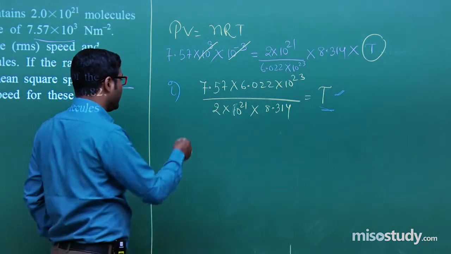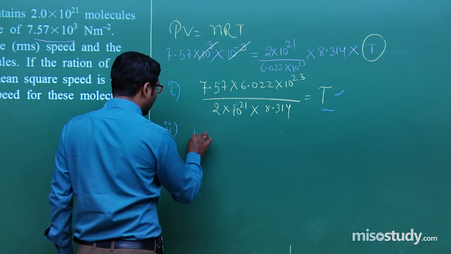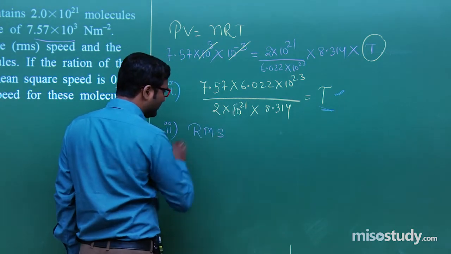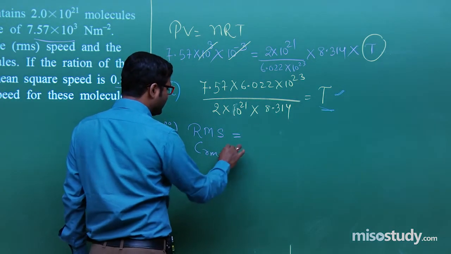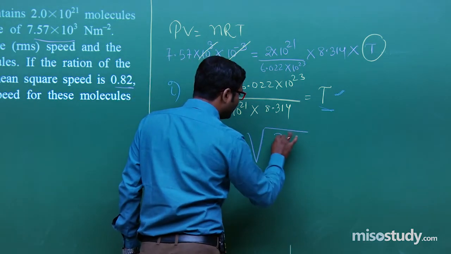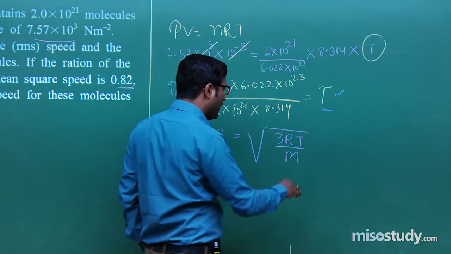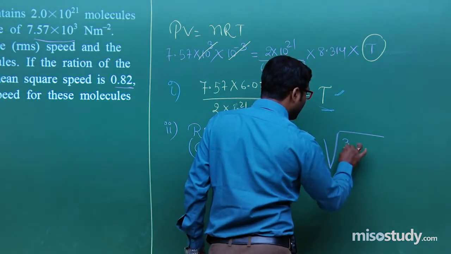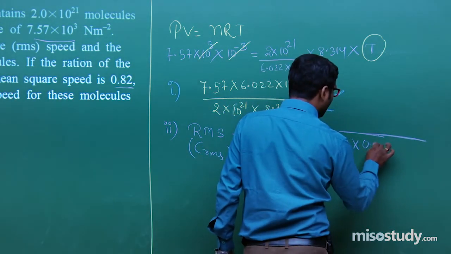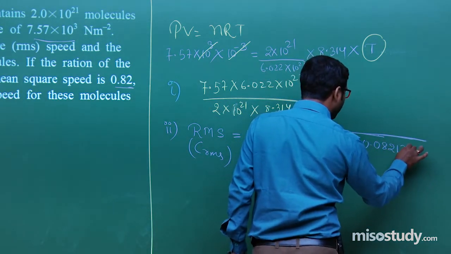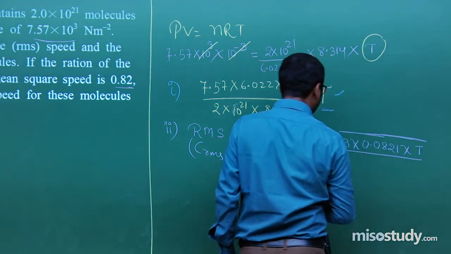Now the question is, second part, what is the root mean square velocity? That is, if I write RMS, root mean square speed, we can also represent it like this: equal to root under 3RT upon M. Clear, friend? Now what will happen? Root under 3R. What is the value of R in this case? That is 0.0821. Put the value of temperature into T, upon the molar mass.